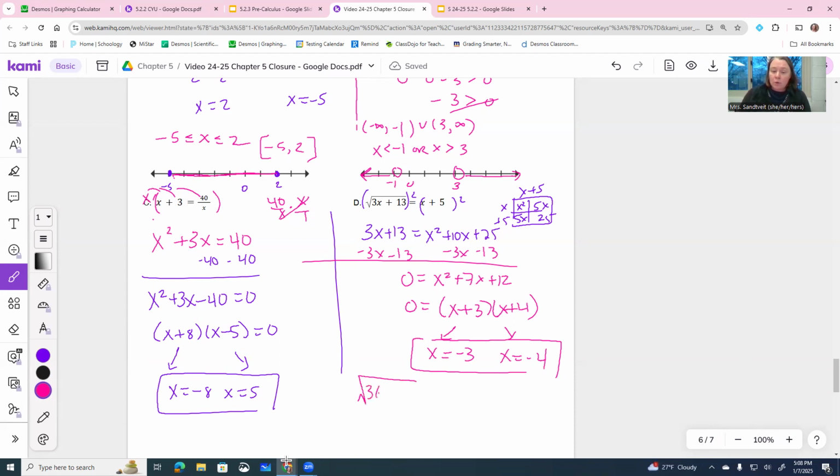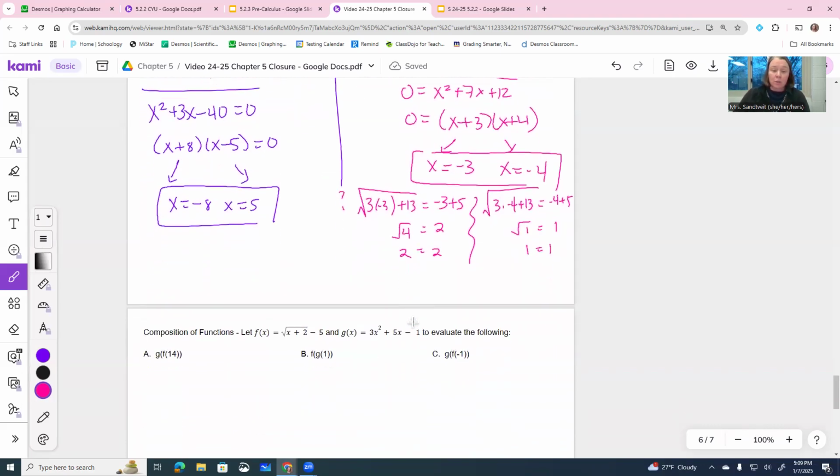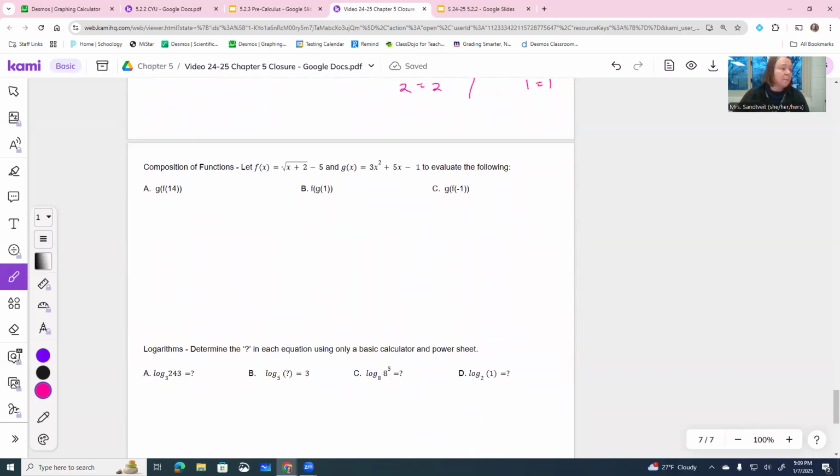So let's do that. So if I do the square root of 3 times -3 plus 13, does that equal -3 plus 5? So we should check that. So that's -9 plus 13. So that's the square root of 4, which is 2. And then here, -3 plus 5 is 2. So that one works. Okay, and then let's do the same thing here. I do 3 times -4 plus 13. Does that equal -4 plus 5? So that's -12 plus 13. That's 1, and that's 1. And this works. The square root of 1 equals 1. Sometimes we have gotten extraneous solutions when there's a square root, so you can always check your answers. That's never going to be a bad idea.